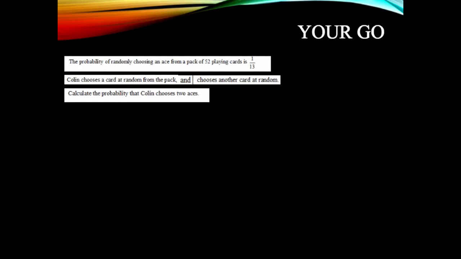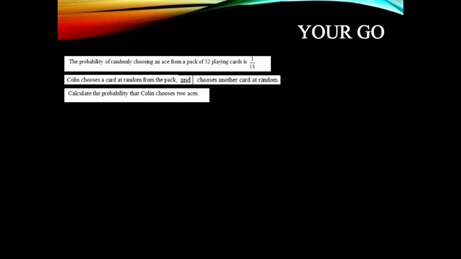So next time he pulls one out, you need to be really confident and careful about how many cards are now in the deck. Bear in mind he's got one in his hand, and you don't know what that one in his hand is. It could be an ace, or it might not be. Pause the video, have a go and let's see if we can compare our answers.